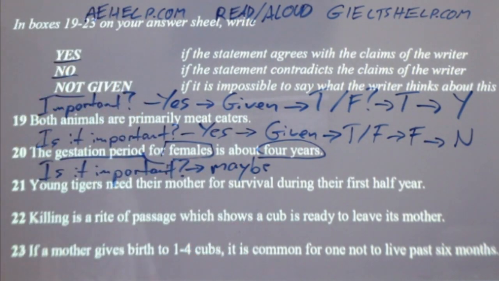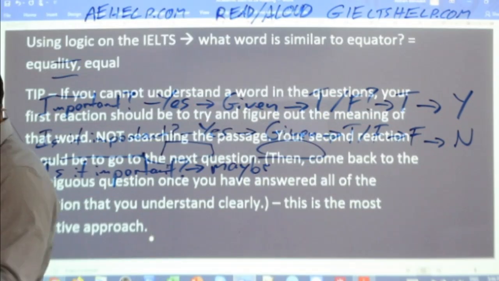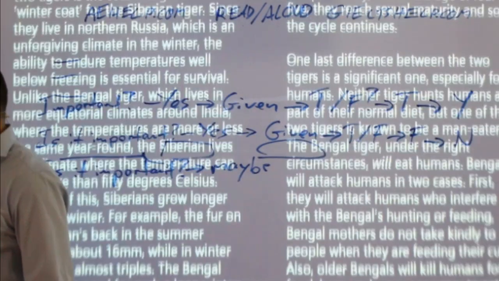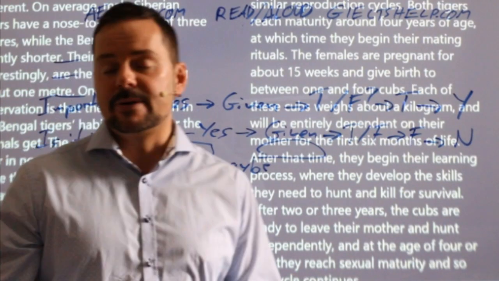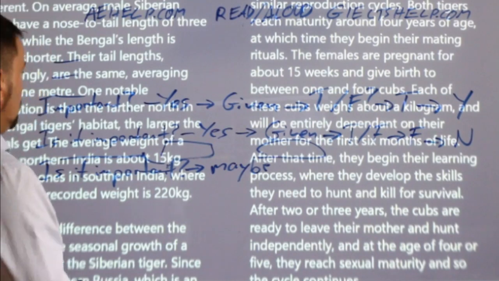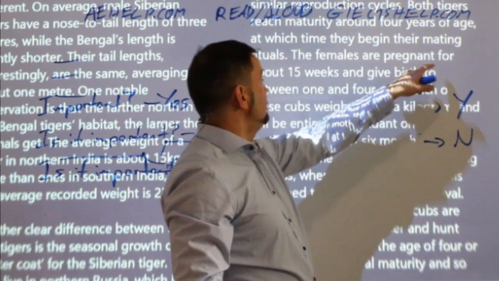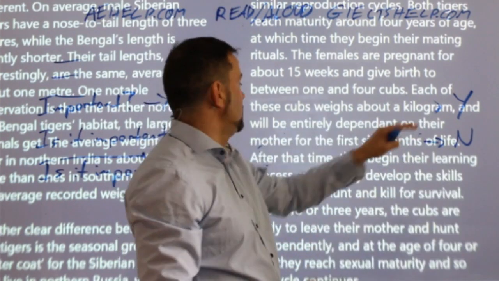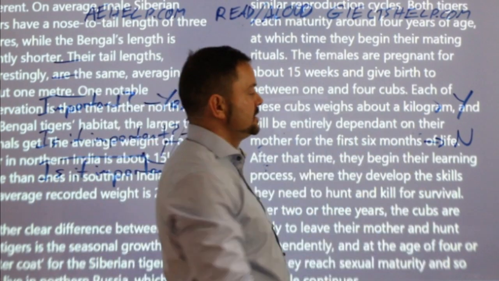But if you are doing great active reading, and you're like, okay, well, I can check for that because I did active reading, and I know exactly where I need to look for this. And I remember that it was just before the man-eater paragraph. Okay. Now, logically, I would talk about the mother, the pregnancy, then the baby, right? So here, the females are pregnant for about 15 weeks, okay? Give birth between 1 and 4 cubs. Each of these cubs weighs 1 kilogram and will be entirely dependent on their mother for the first 6 months of life. Oh, look at that.